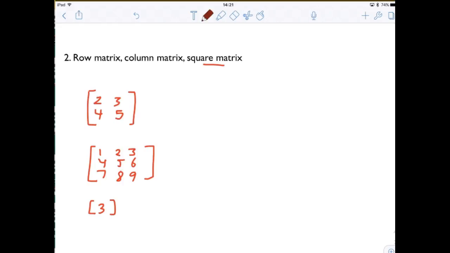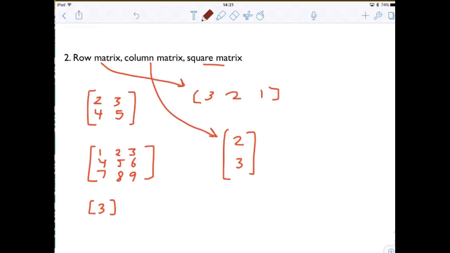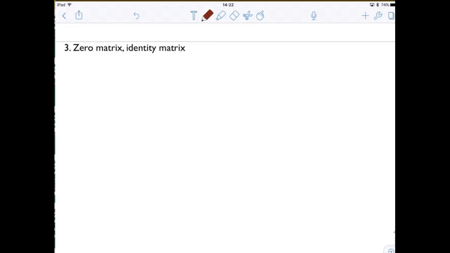So what's a row matrix or a column matrix? A row matrix and a column matrix are kind of how they sound. So a row matrix is basically a matrix that is composed of one row, okay? So that's a row matrix. A column matrix is a matrix which is composed of one column, okay? So row matrices, column matrices, and square matrices are just special sizes of matrices, and they have their own special names. Now we're going to talk about a specific kind of square matrix.